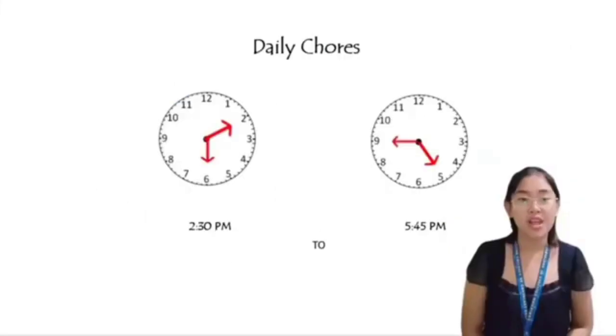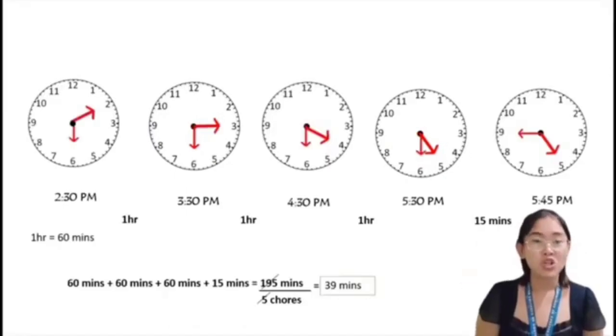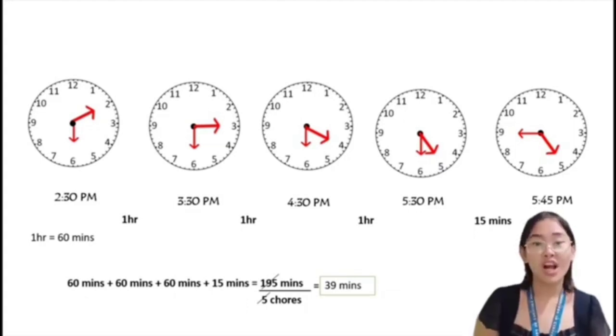Daily chores from 2:30 p.m. to 5:45 p.m. 2:30 p.m. to 3:30 p.m. consumes 1 hour. 3:30 p.m. to 4:30 p.m. consumes 1 hour. 4:30 p.m. to 5:30 p.m. consumes 1 hour. 5:30 p.m. to 5:45 p.m. consumes 15 minutes. 1 hour is equal to 60 minutes.